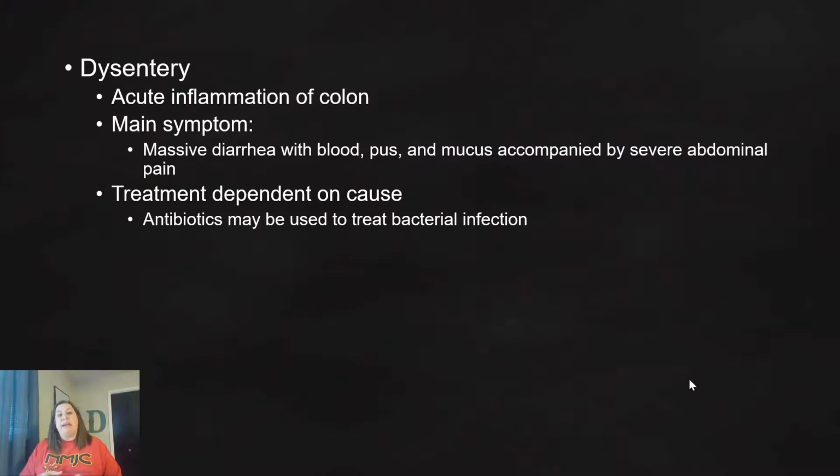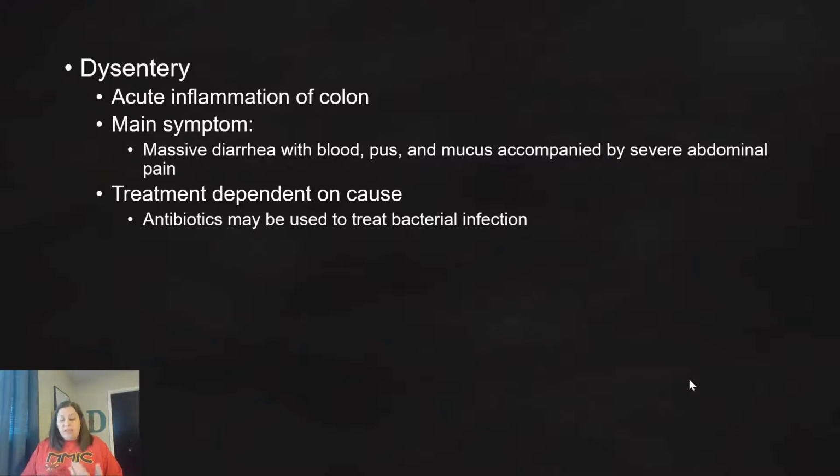The next one we want to look at is dysentery. Dysentery is an acute inflammation of the colon. It is normally caused by some sort of infection, and a lot of times it's going to be bacterial. Okay, a lot of times it's a type of bacterial infection that occurs. It's an invasion of a microorganism, and this can be through contaminated food, water, or both.